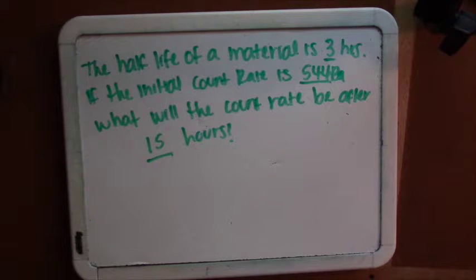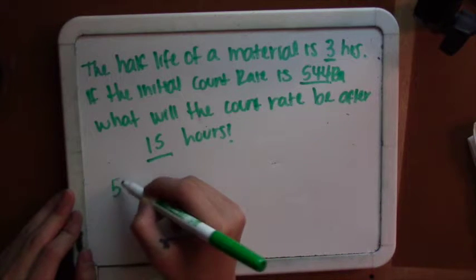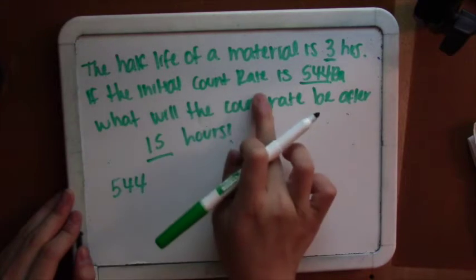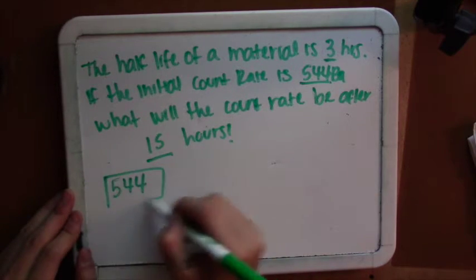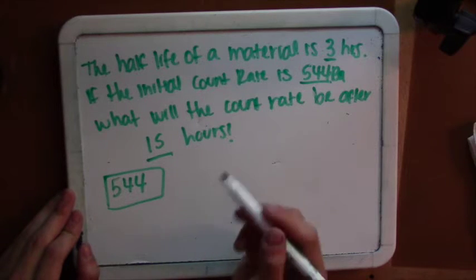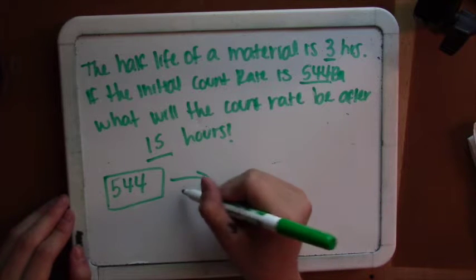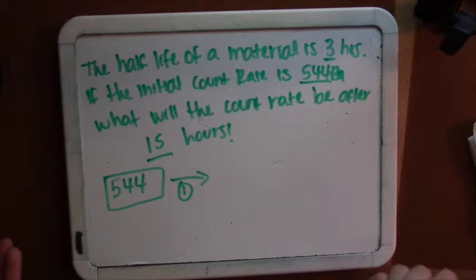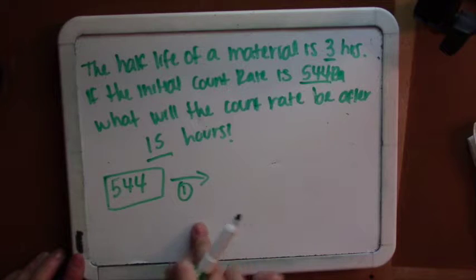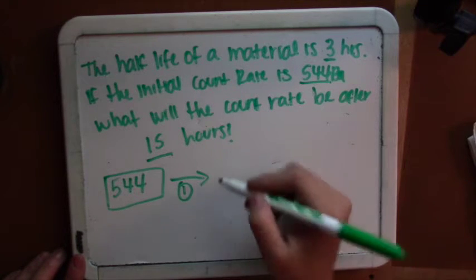So after each half-life, the count rate is going to be divided in half. To figure out how to do a problem like this, you can use a box method. You start out with the initial count rate, which is again 544, and you're just going to box that. And you're going to draw an arrow which counts as one half-life. So you will put a number 1 to represent that that is one half-life that just went on.